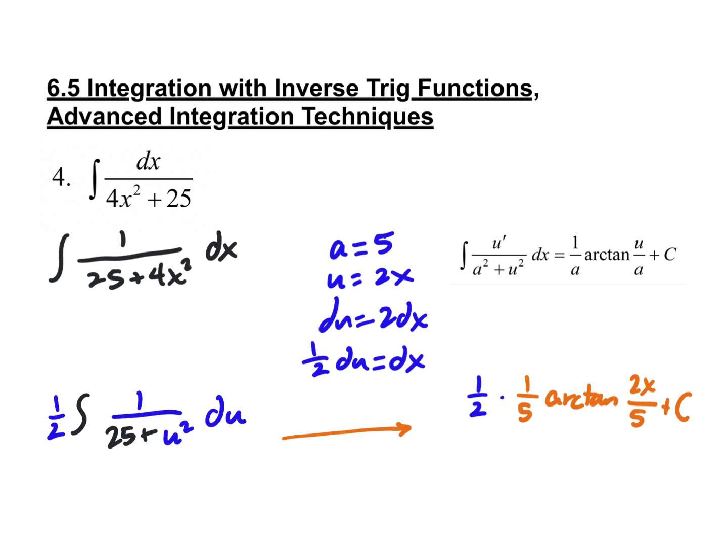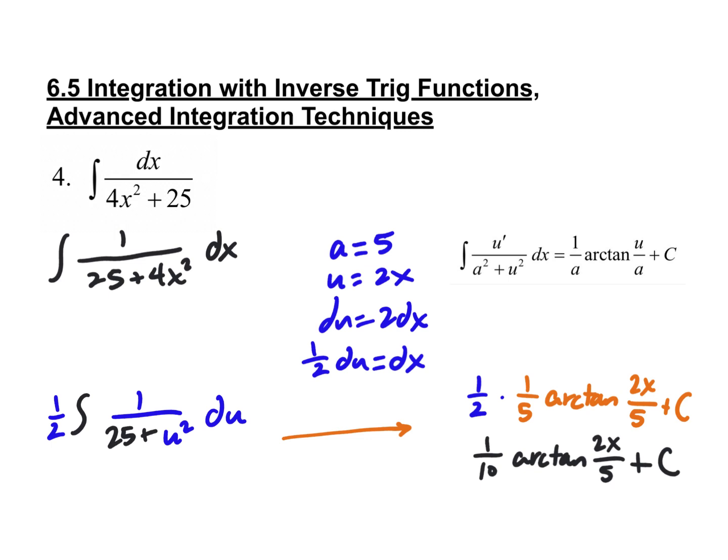The orange is the integration of this. So my 1/2 that's still hanging around, my 1/a, arctangent of u, but u is 2x over a, which is 5. You could stop here, but you know me by now. I can't stop. Won't stop. Okay. Either of these are acceptable.